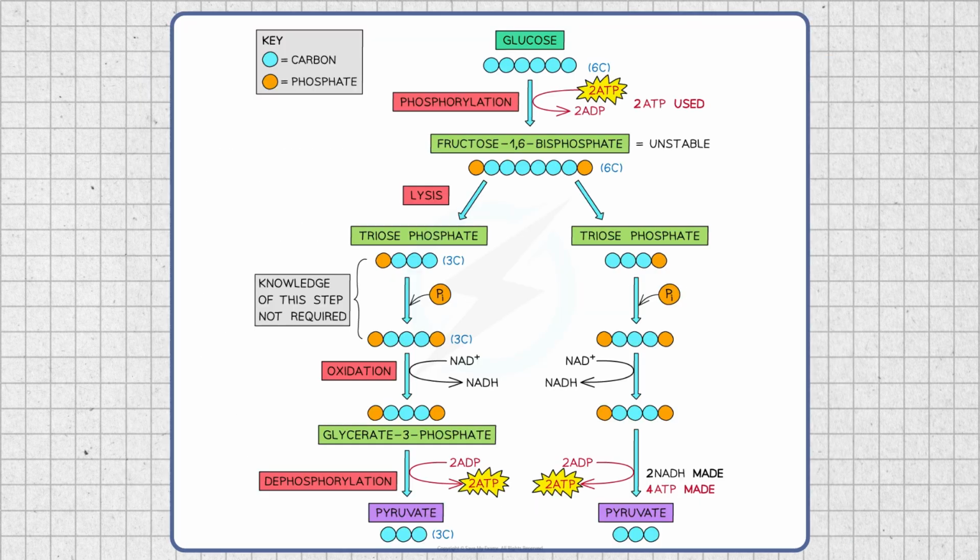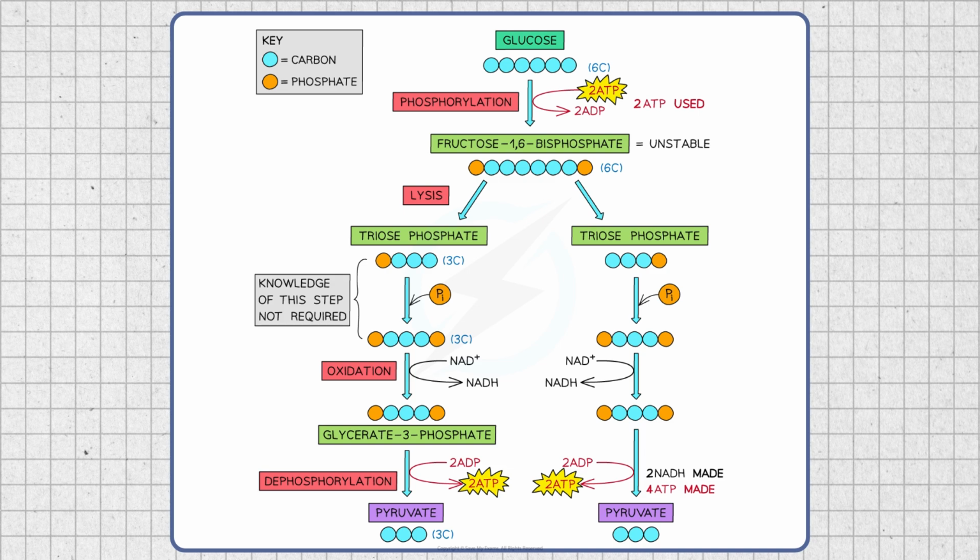Now, to explain through visuals, I have provided a diagram for the whole of glycolysis. The cyan dots represent carbon, and the orange dots represent the phosphate. So, first, we have the glucose, right? The glucose is a 6 carbon molecule. Now, it will undergo the phosphorylation stage, which basically means you're going to donate phosphate groups.